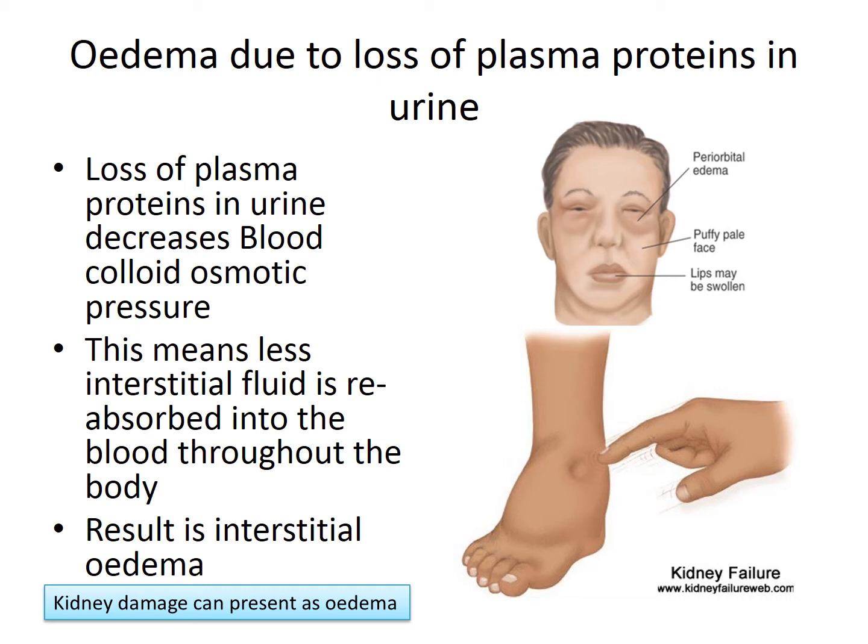And on the right you can see a pitting edema at a dependent part of the body there, and also in the face with kidney disease. Very often there's edema around the eyes, and the lips may be swollen, so edema in the face as well. Here, there are many causes of edema, but one cause could be kidney disease.